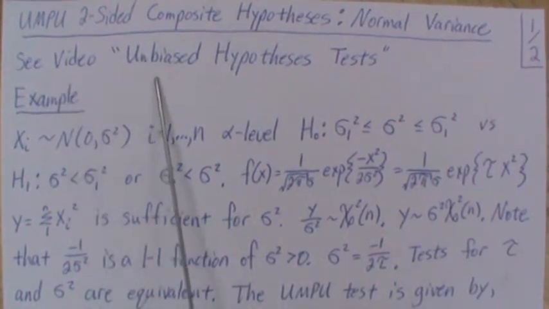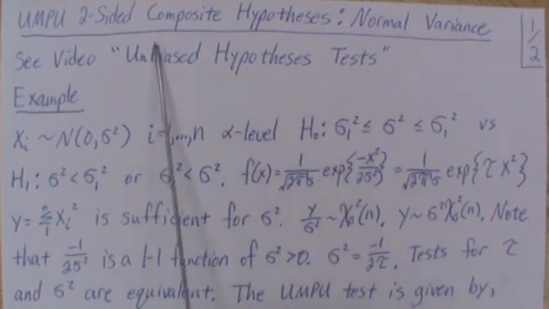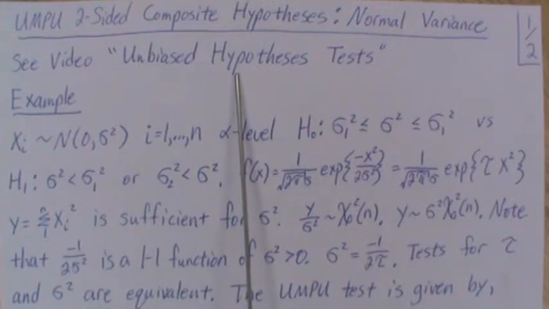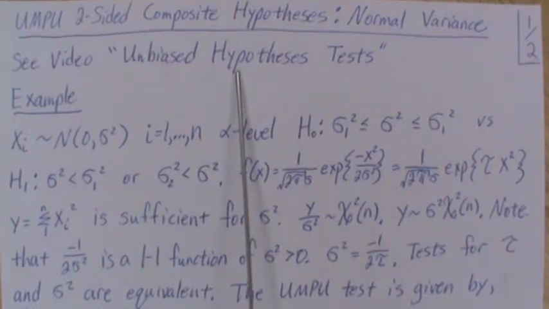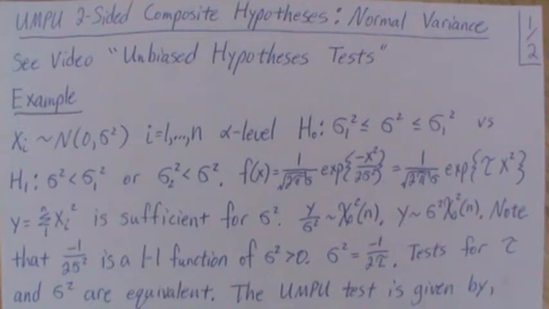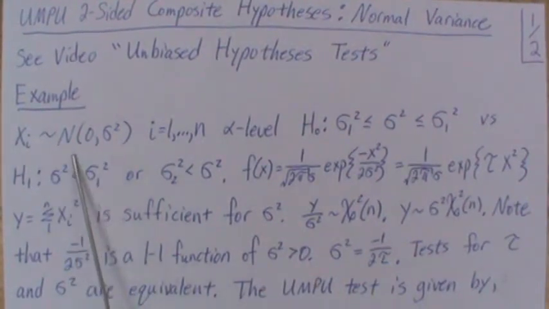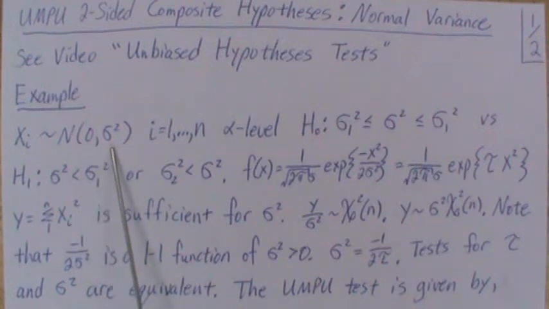Now you must see the video. The original theorem is in this video, unbiased hypothesis test, earlier in this playlist. And there we state the theorem that we're going to use for this test. Now after I go through several more examples, then we'll prove that theorem, but I wanted to go through the examples first. So here we're going to assume our data is normal with mean 0 and variance sigma squared.